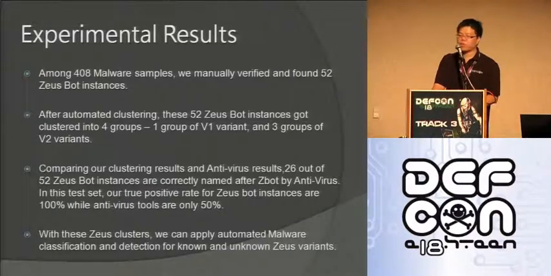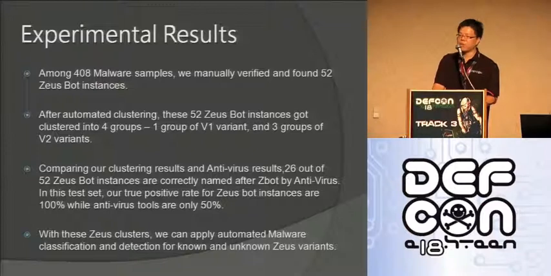So based on our experimental results, you see that out of 408 malware instances, we manually identified 52 ZBot malware instances. And among these 52 ZBot malware instances, they can be clustered into 4 groups. One group is the V1 variant, and 3 groups are V2 variants. When we compare these clustering results against antivirus results, they actually match with each other.